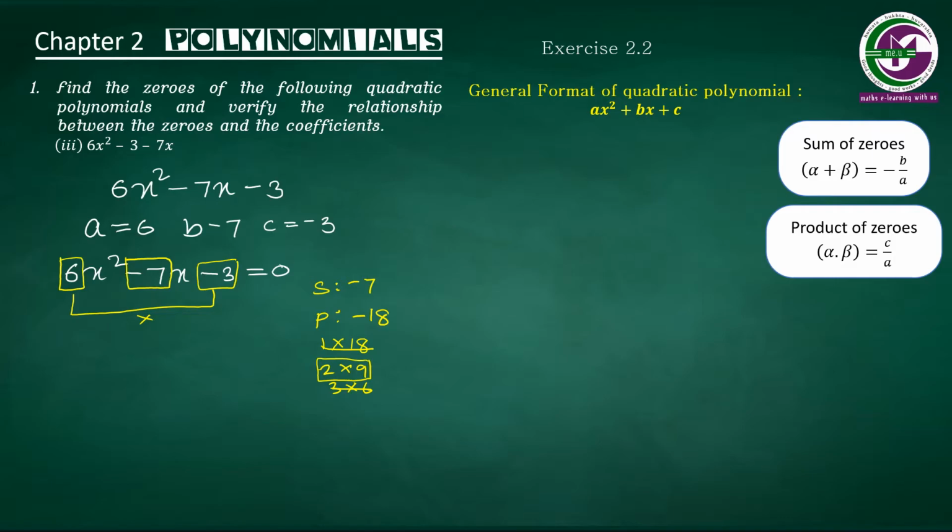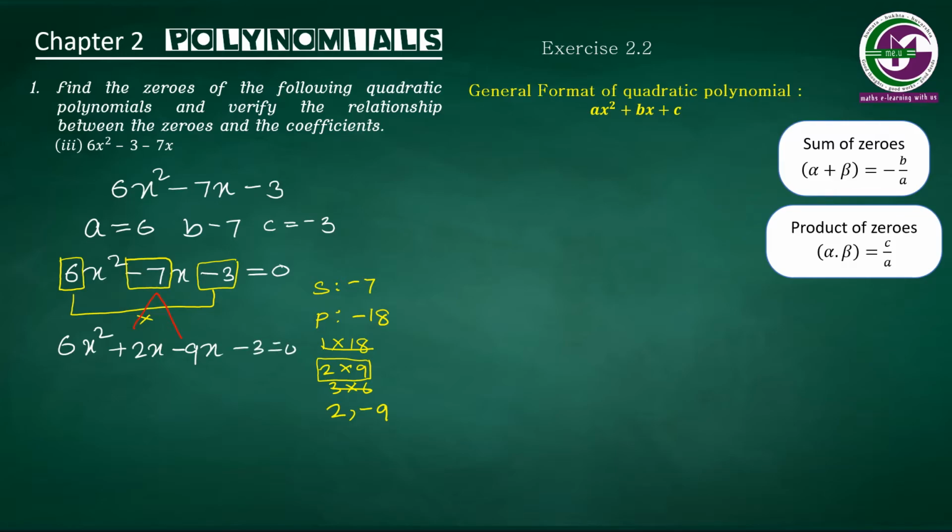So 2 and negative 9 are the numbers. 2 times minus 9 is minus 18. 2 plus minus 9 is minus 7. Now we'll split the middle term using these two new numbers. So this equation can be written as 6x square, and minus 7x can be written as plus 2x minus 9x, minus 3 equal to 0.